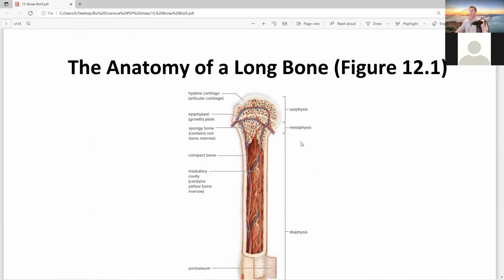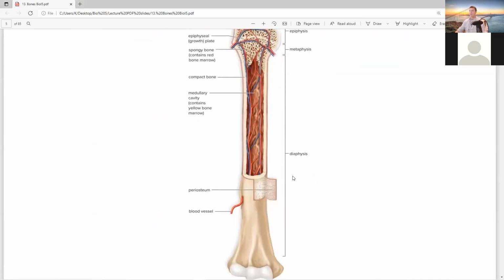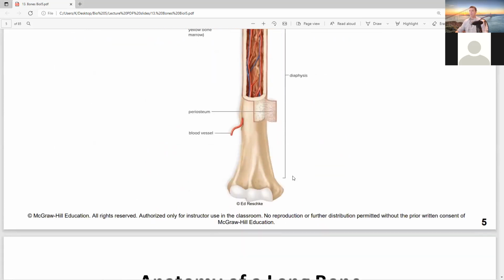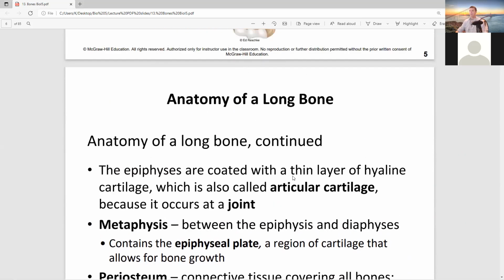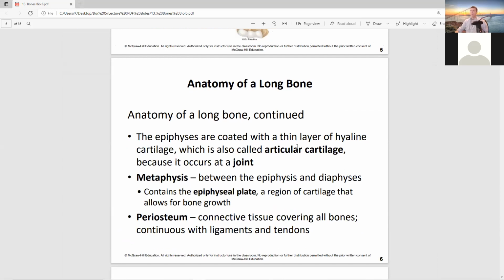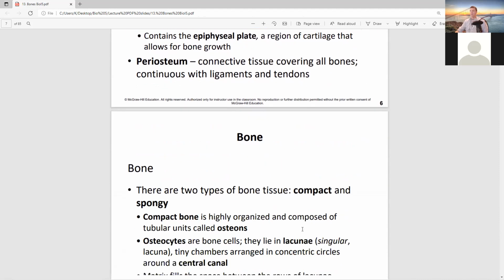So the epiphyses, the metaphyses, and the diaphyses. The epiphyses are coated with a thin layer of hyaline cartilage, which is also called articular cartilage because it occurs at a joint. The metaphysis is between the epiphysis and the diaphysis. It contains the epiphyseal plate, a region of cartilage that allows for bone growth. The periosteum is connective tissue covering all bones, continuous with ligaments and tendons.